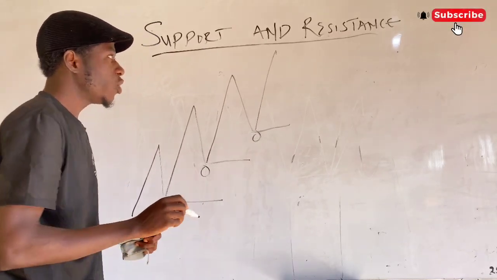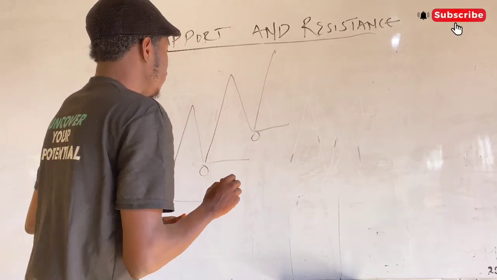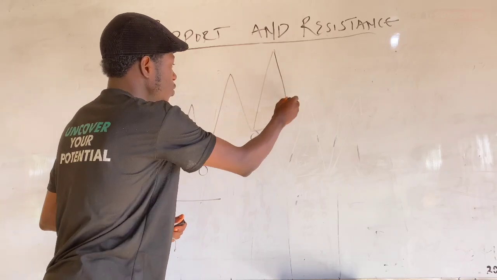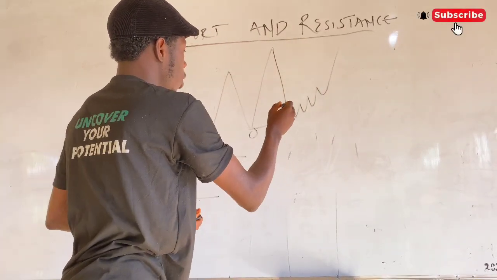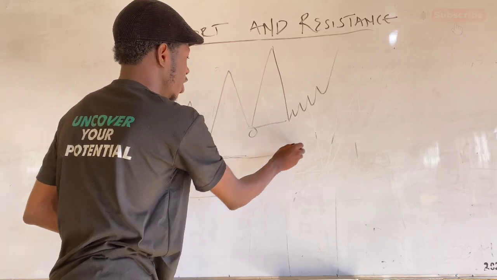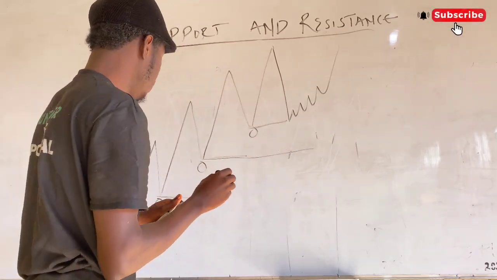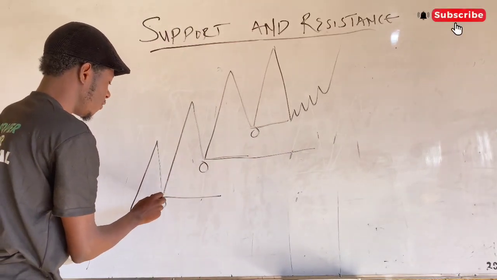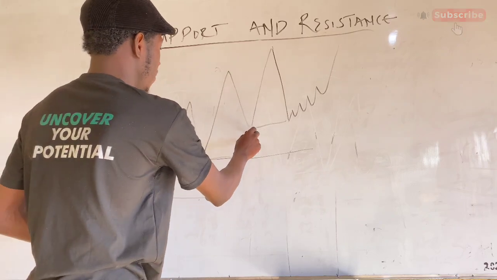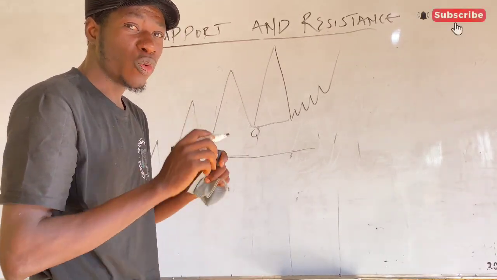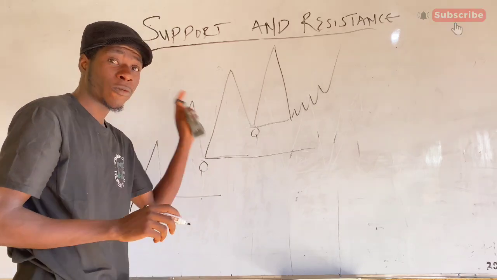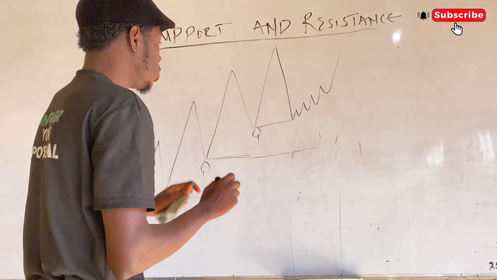So now there's a likelihood that when price trades back to this support level, price might likely go up, or when price comes to this level again, price might likely react, simply because buyers got involved here, buyers got involved here, and buyers got involved here. So these are levels that market participants will be really looking out for when market trades there.